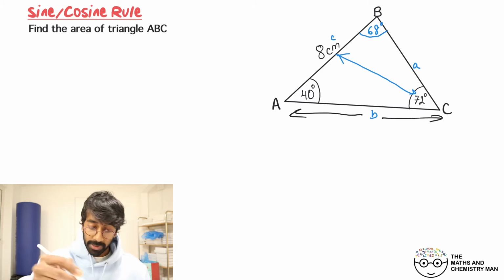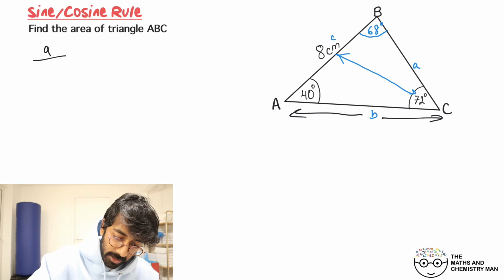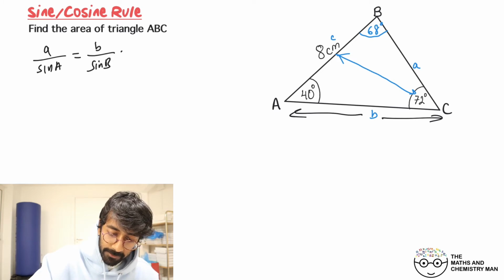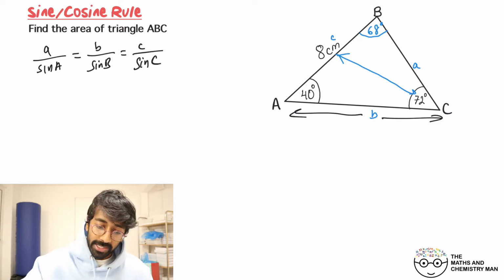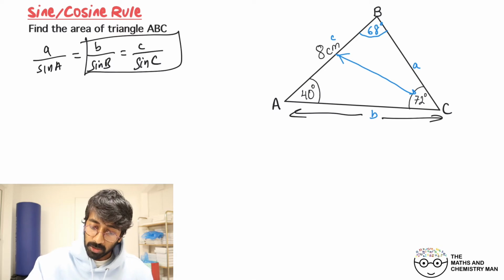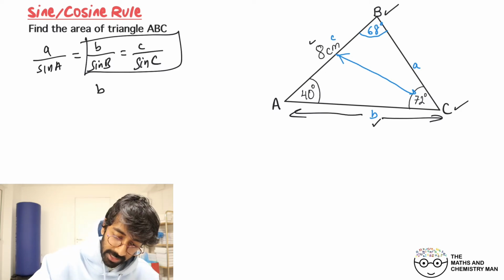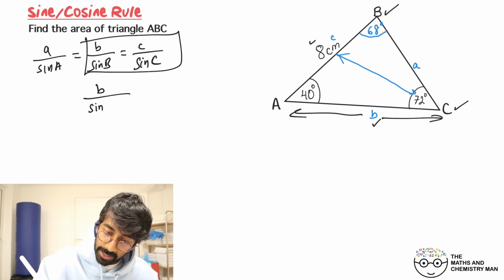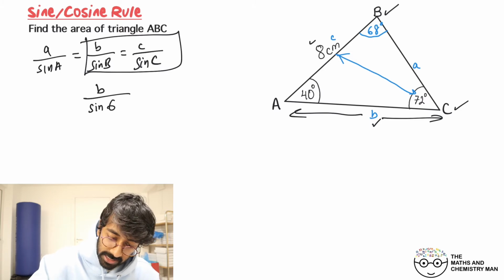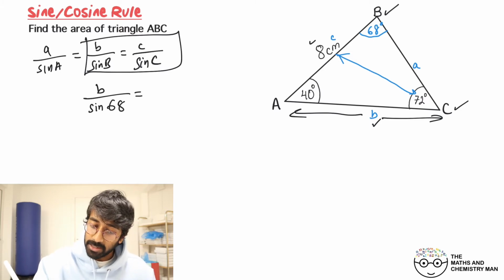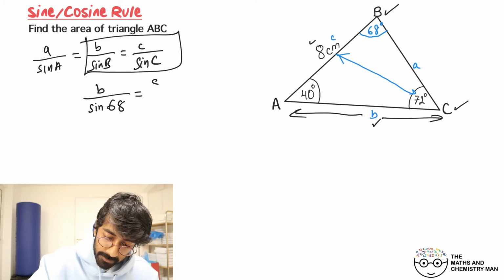So I want to work out small b. The sine rule is a over sine capital A is equal to b over sine capital B and c over sine capital C. There it is. Now, what do I need? I need the b and c parts because I've got small c, big C, big B, and I'm looking for small b. So let's start filling out the formula. Sine capital B is 68, as we said, and small c is 8, and that will be sine 72.